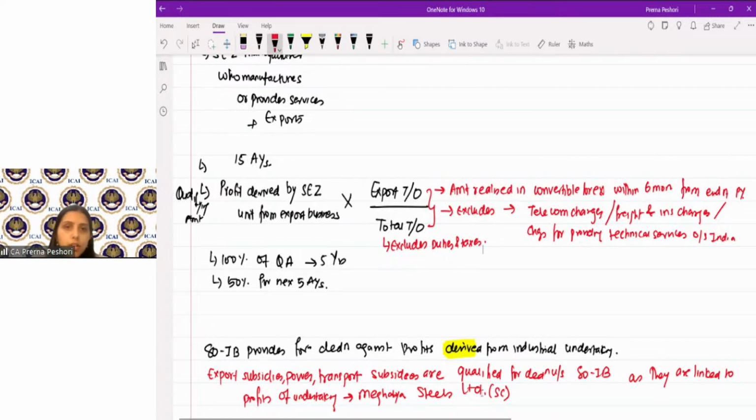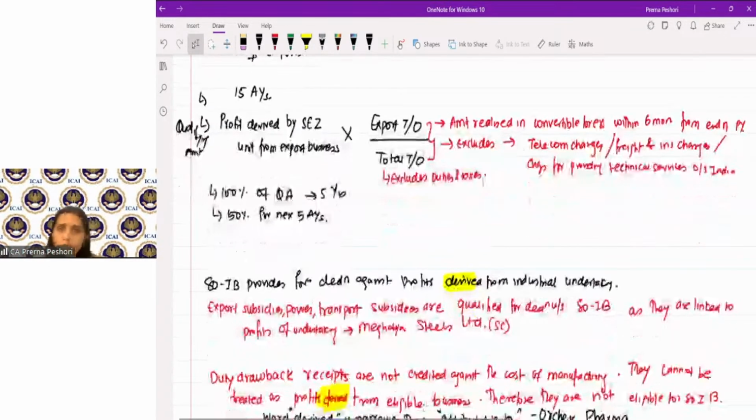Now, also here, you may remember that the deduction under these sections is from chapter 6A. Therefore, only so much of the profit of the eligible undertaking, which is included in the GTI, shall be available for the deductions. Clear?